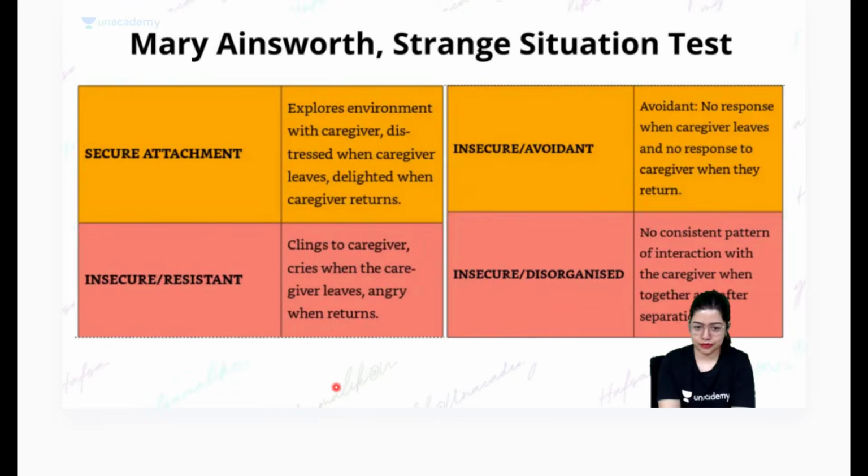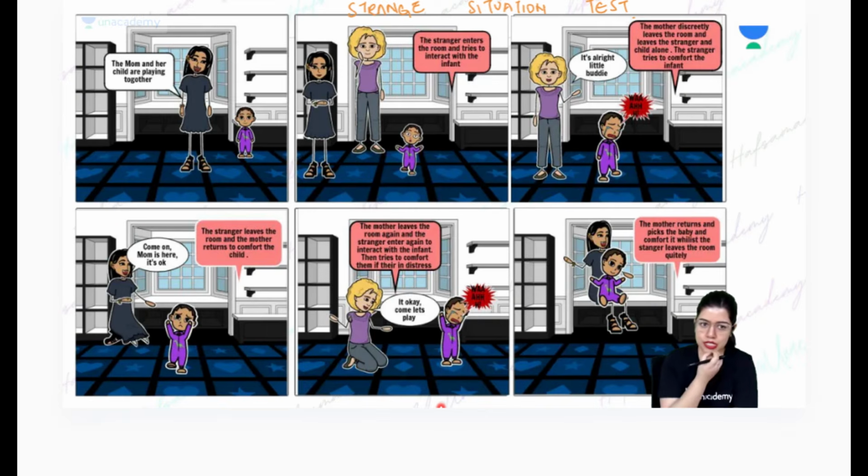Okay, let's try to understand. So in the strange situation test, first you have the mother and the baby. The mother and baby go into a room, there are a lot of toys there and they are playing together. Just imagine there are lots of toys over here and they are playing. And the child is very comfortably playing in front of the mother. Okay, all right, fine. Then what happens is a stranger enters.